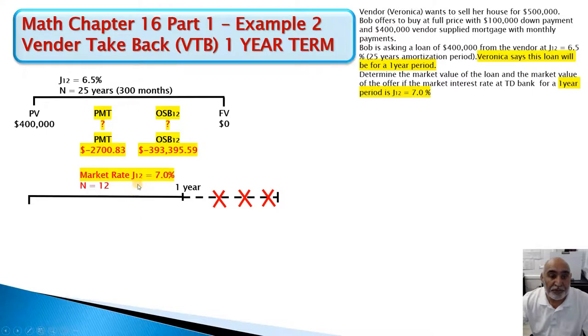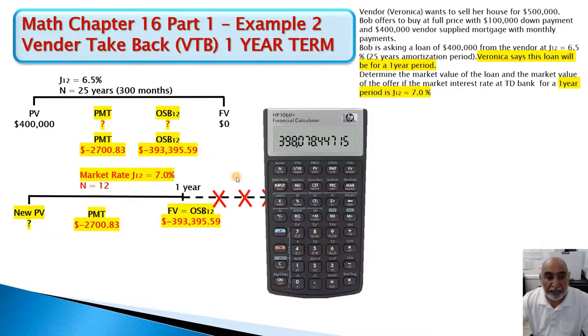So these two things come: market rate is 7% right here, and it's a 1 year, so N is 12, and payment, we bring that down here, and OSB 12 is our FV, which is negative. So then we find the new PV, and let me use a calculator again.